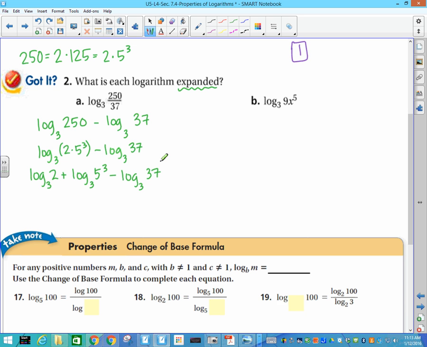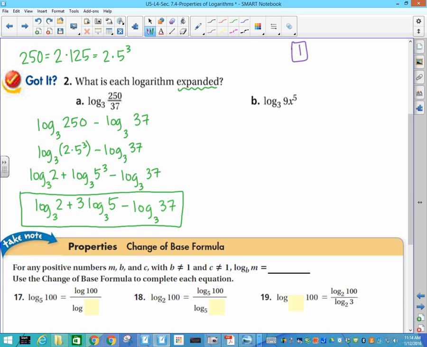Okay, so the last thing you do: you can't leave a number that's not a prime number, but you also can't leave an exponent. So the last thing I have to do is just move that down. Log base 3 of 2 plus, I didn't bring it down, 3 times log base 3 of 5 minus log base 3 of 37. So that's how that one expands, making it bigger.